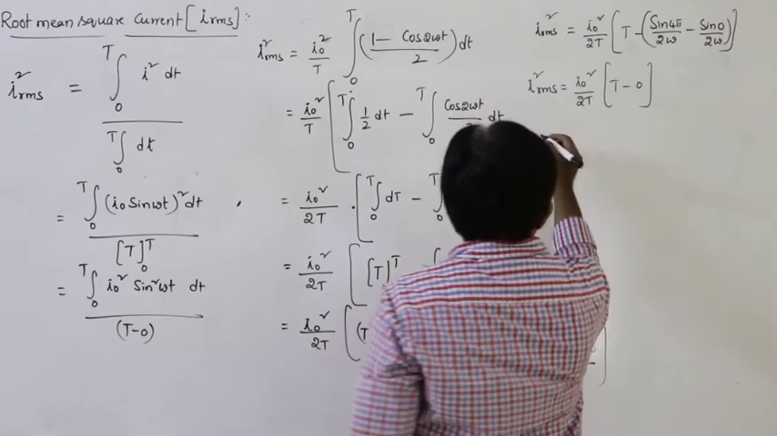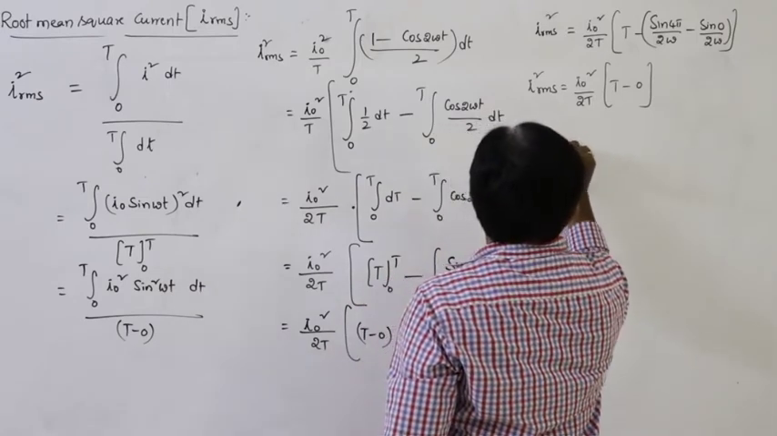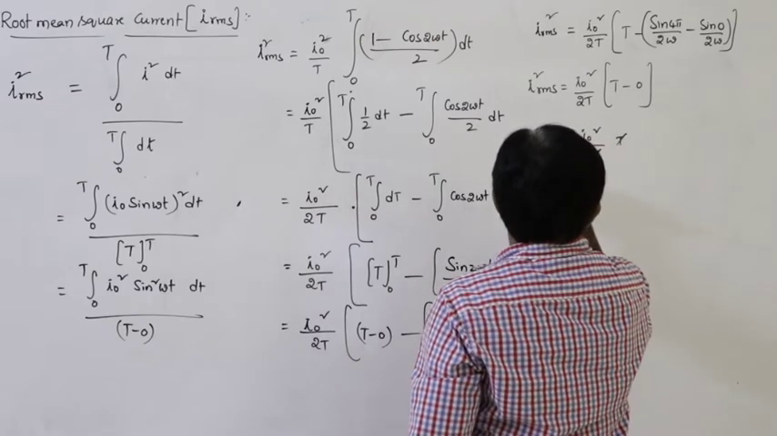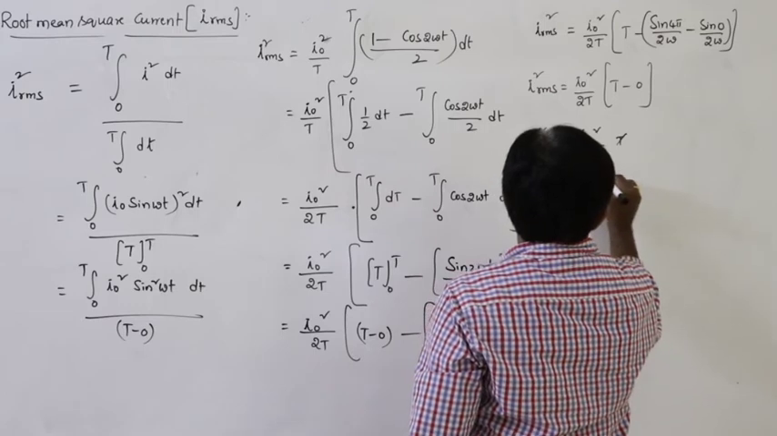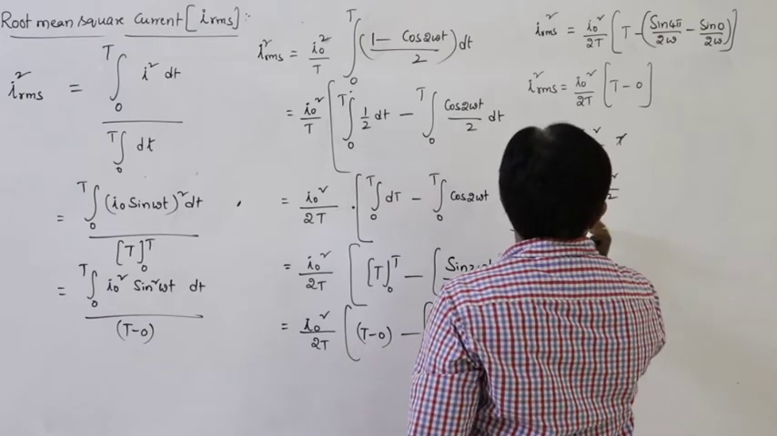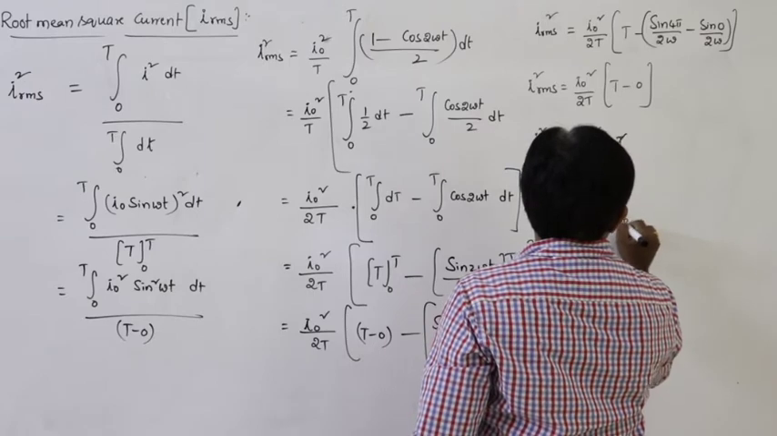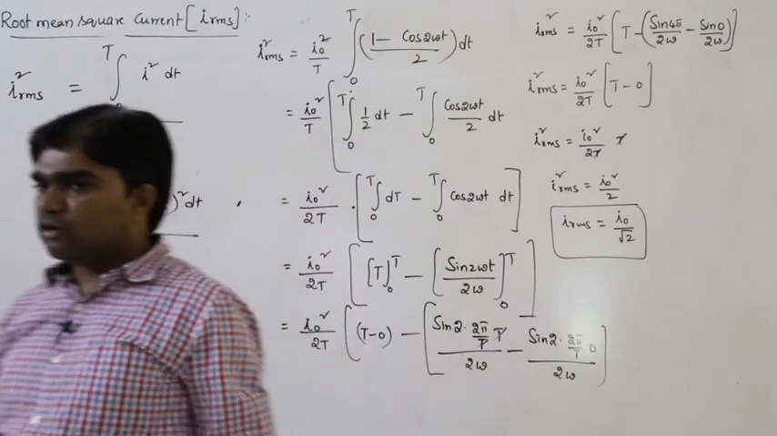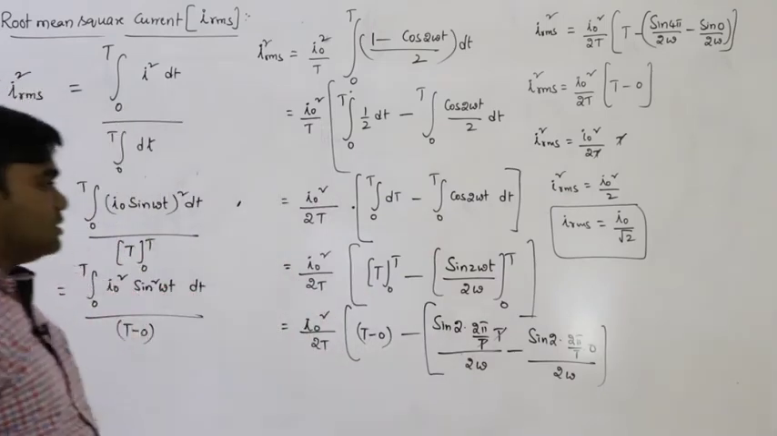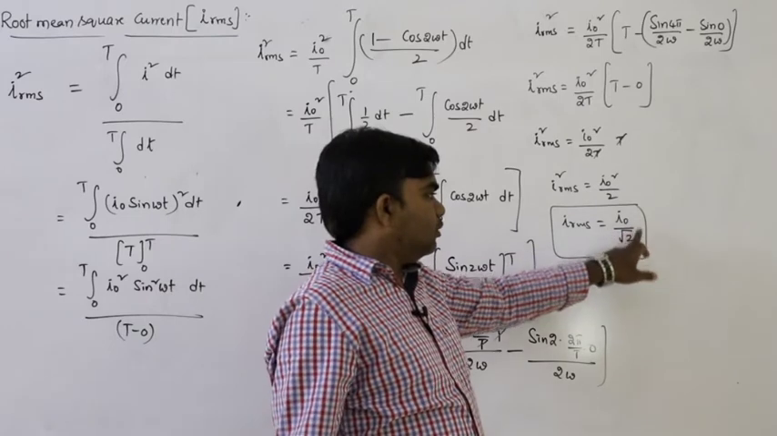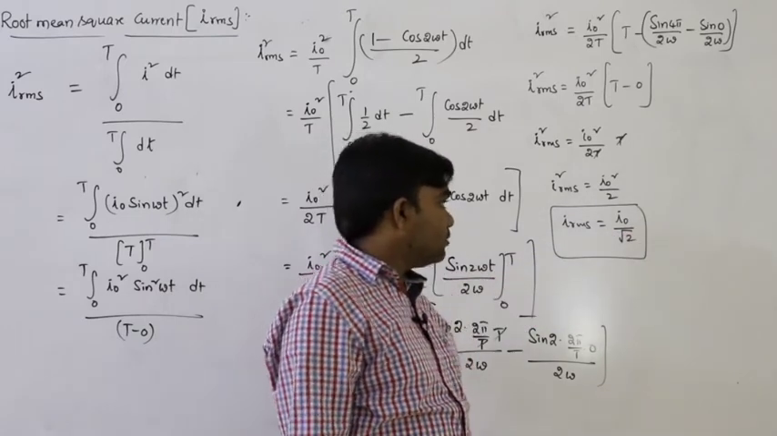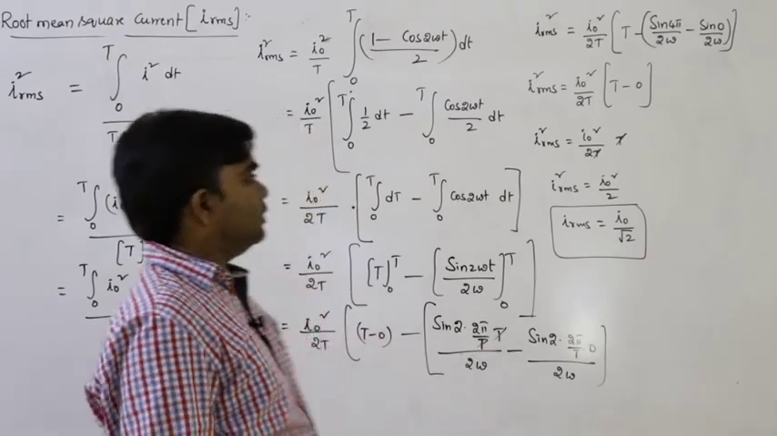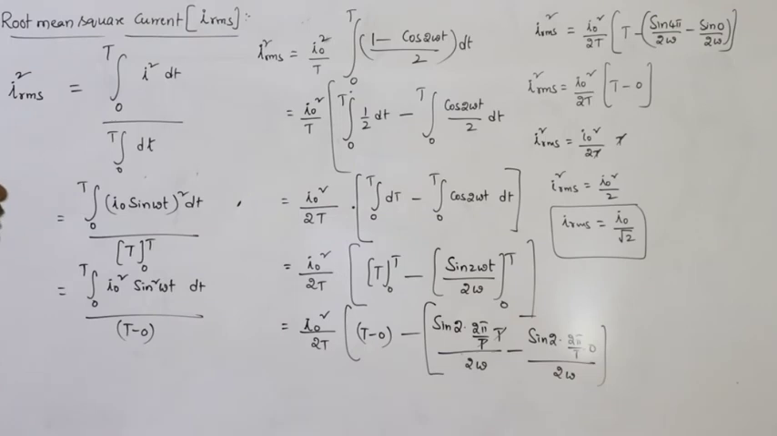So that is why, from this, I square RMS is equal to I naught square by 2T into T, and T gets cancelled. I square RMS is equal to I naught square by 2. I RMS is equal to I naught by root 2. So that is the RMS value of current. I RMS is equal to how much? I naught by root 2. This is the RMS value of current.